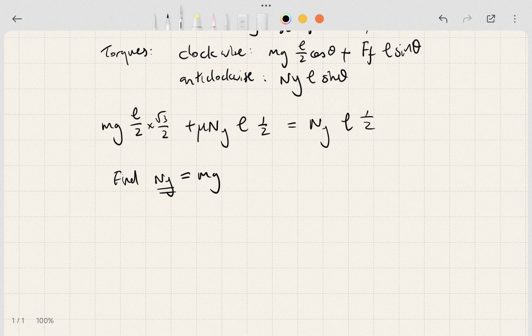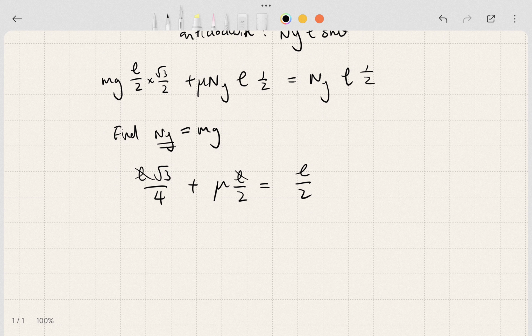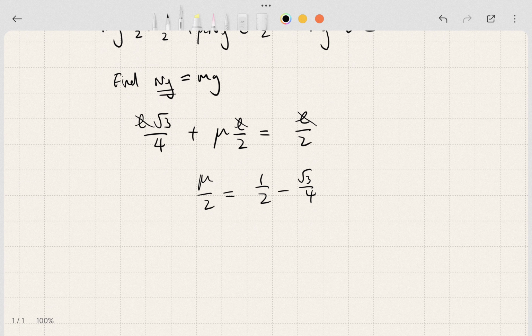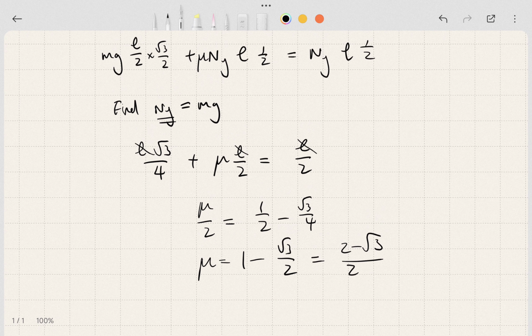And so from here we can essentially cancel out mg and get L times √3 over 4 plus mu L over 2 is equal to L over 2. And the L's cancel each other out. So we have mu over 2 is equal to half minus √3 over 4, times by 2 on both sides, you get mu is equal to 1 minus √3 over 2. And so that's equal to 2 minus √3. And we'll see if that's the correct answer based on the choices below.